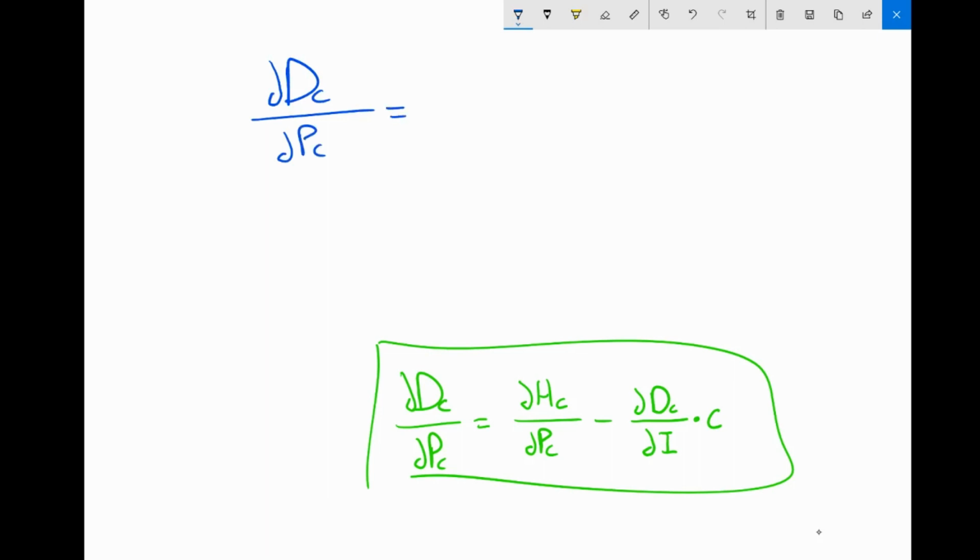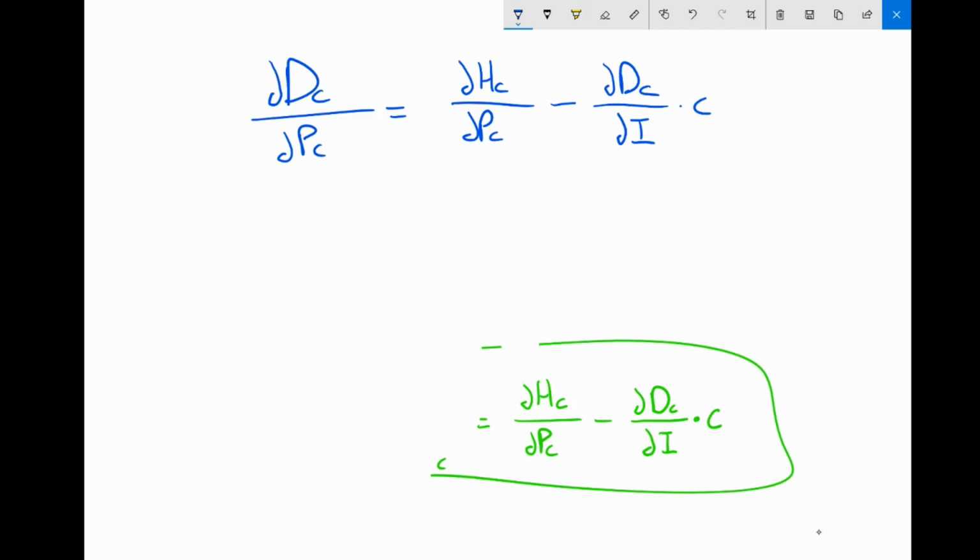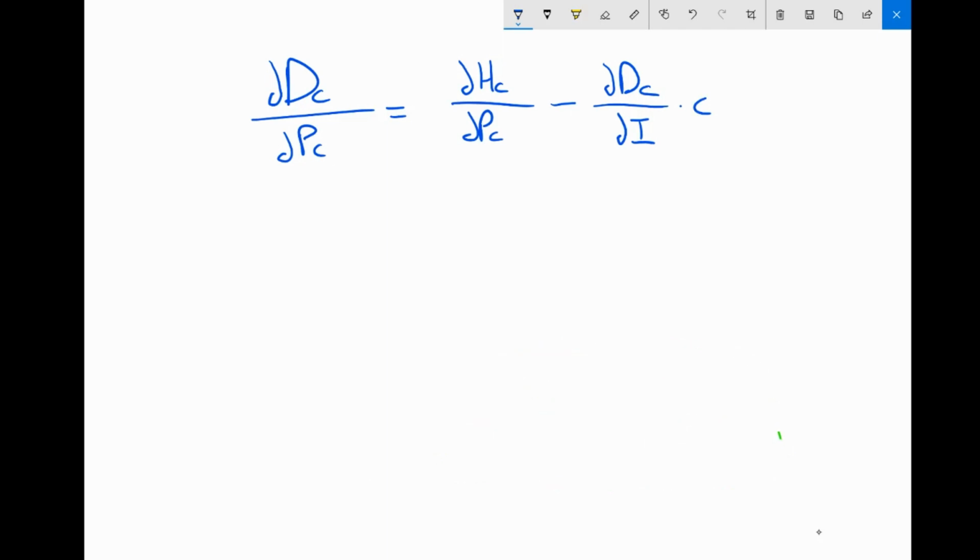It is the effect of a price change on uncompensated demand is equal to the effect of a price change on compensated demand minus this other term here. And what we'll see here is that Slutsky's equation gives us a mathematical expression. So this is Slutsky's equation.